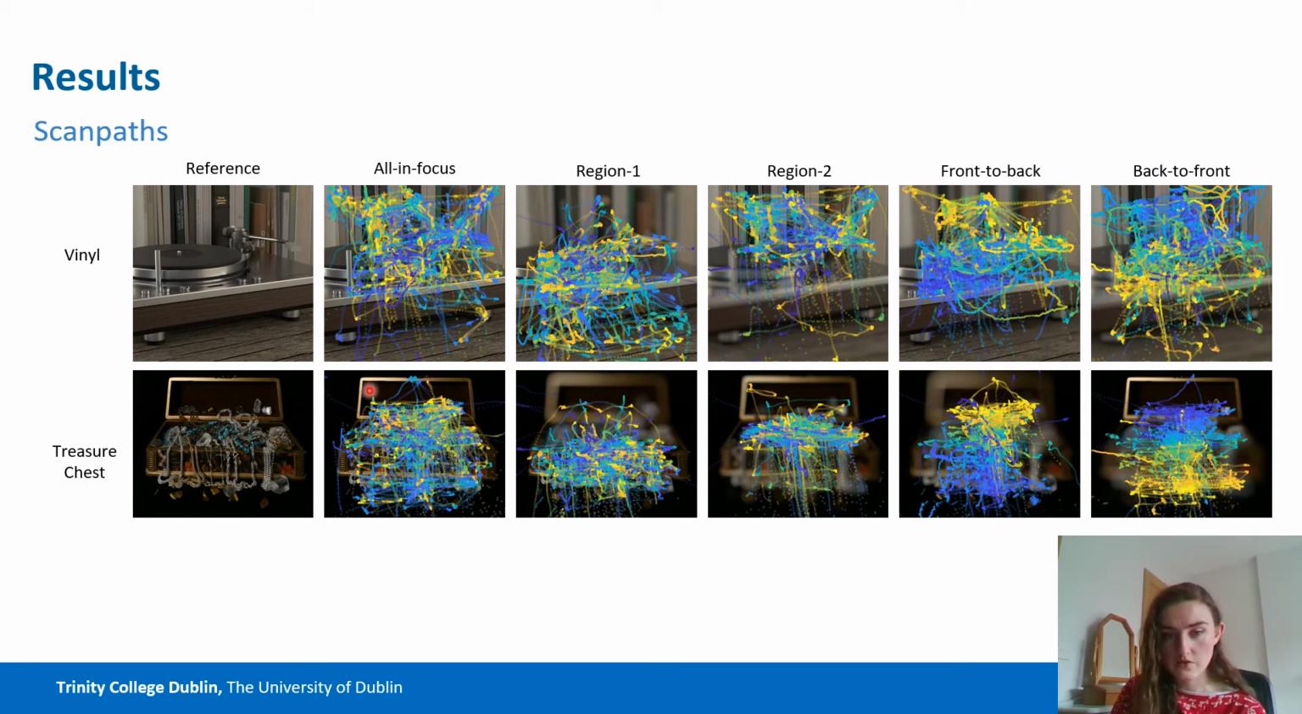And we can also see for the all in focus renderings that there's lots of dispersion, which would indicate that the viewers looked all around the scene. We can also see in these examples that there was not a clear path of focus, so the users didn't follow the same path of focus as much as they did in the focal sweep renderings.